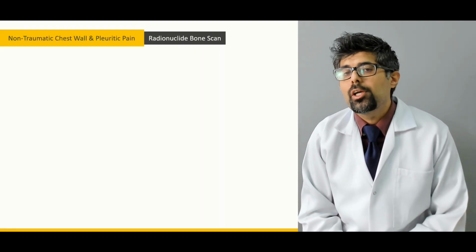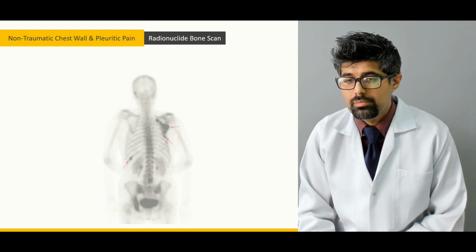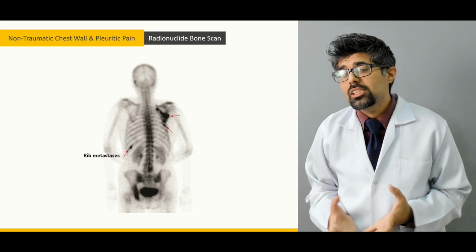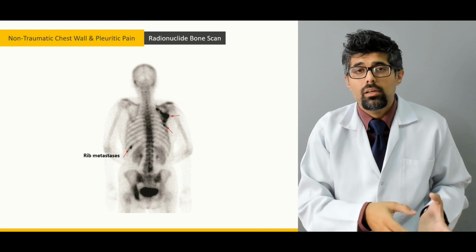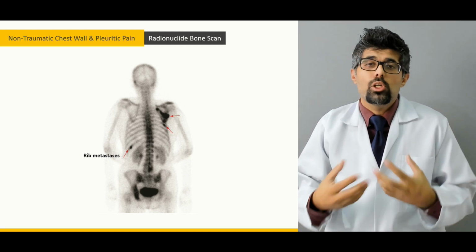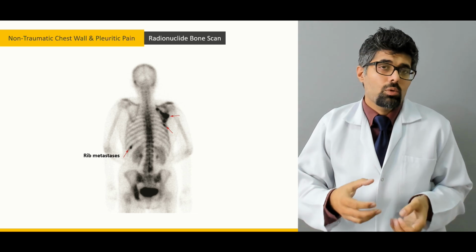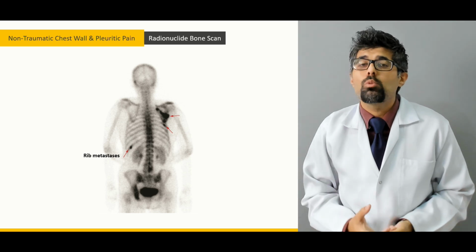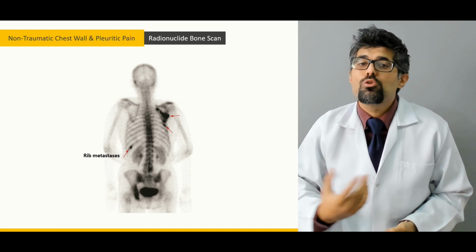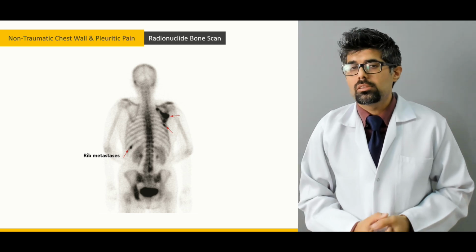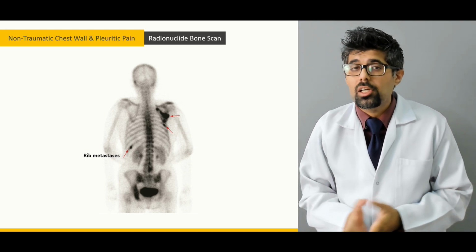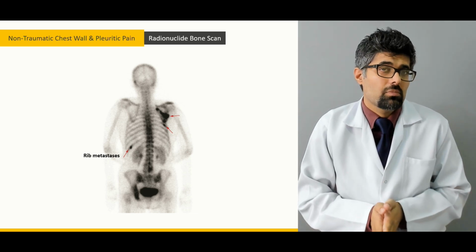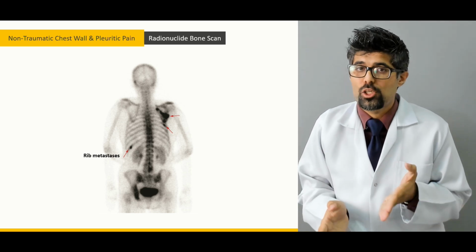Next, we have the radionuclide bone scan. A lot of metastasis in the chest wall can be detected by doing a radionuclide bone scan. If there is some metastasis in the chest wall but the primary tumor cannot be found, usually a radionuclide bone scan is recommended because, as I said earlier, 50% of malignant tumors of the chest wall are sarcomas, composed of the connective tissue.